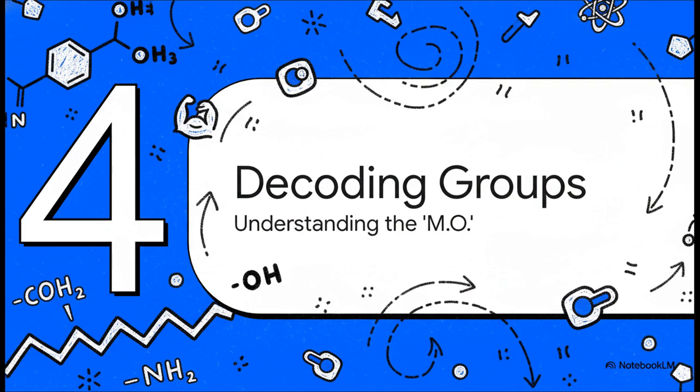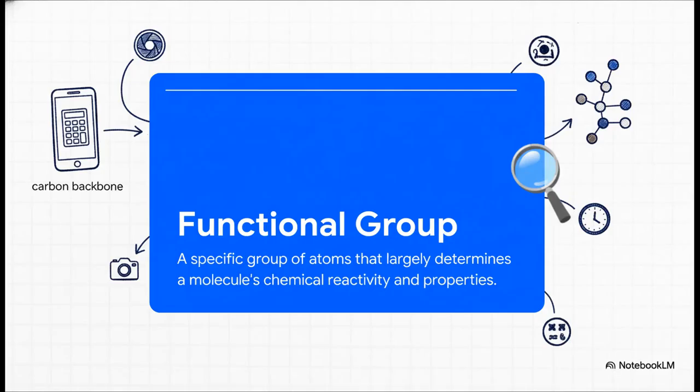So how does a simple carbon chain turn into a specific energy molecule or a building block for muscle? Well, the secret is in their MO, their modus operandi. In the world of chemistry, we call these functional groups. A functional group is just a specific little arrangement of atoms that gives a molecule its unique identity and its job.